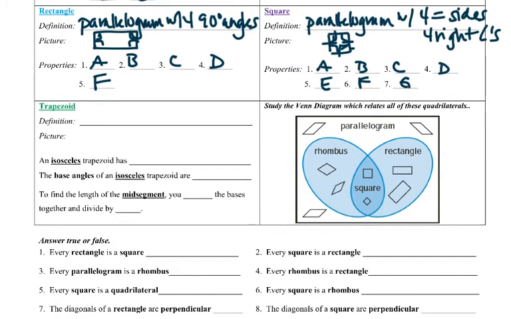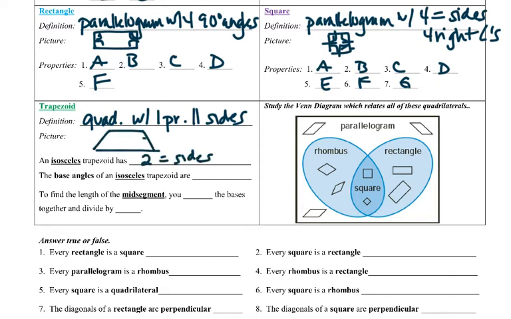A trapezoid has just one pair of parallel sides. So it's a quadrilateral, but it has one pair of parallel sides. So it's that lampshade kind of look. Oops, I didn't draw that very well. If it's an isosceles trapezoid, it has two equal sides, and then the base angles are equal, like that. And to find the length of that mid segment, a line in the middle, you add the bases and then divide by 2. And this Venn diagram kind of shows you how those shapes are related.